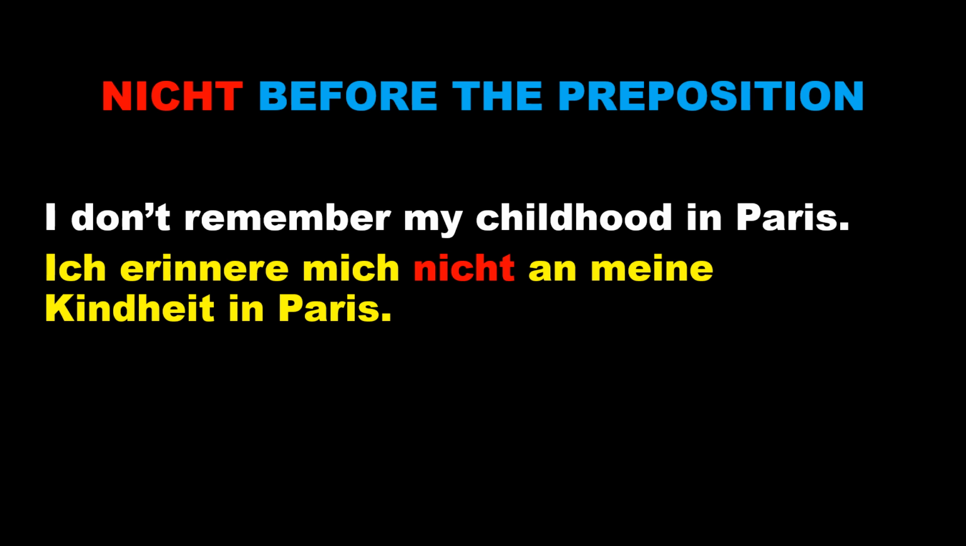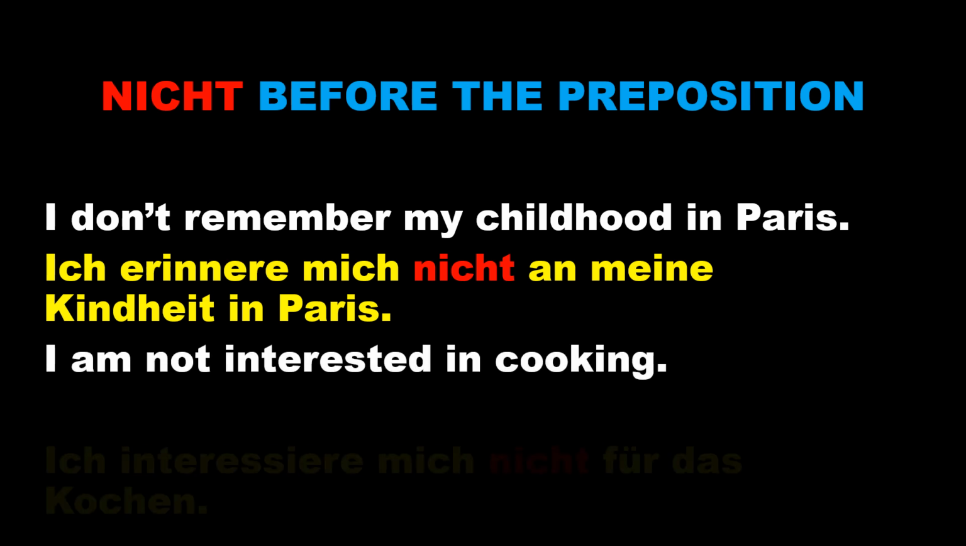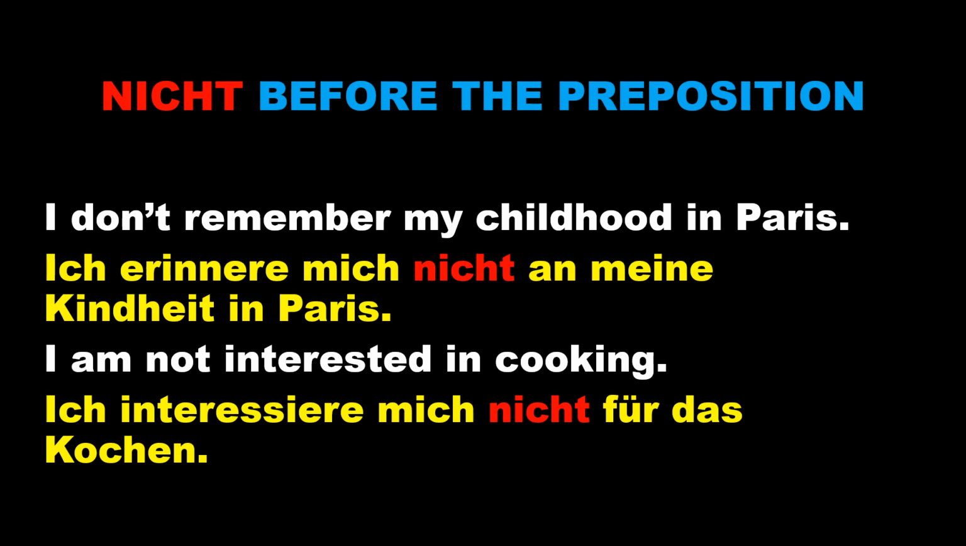I hope it's clear to you. Let's take one more example. I'm not interested in cooking. Ich interessiere mich nicht für das Kochen. Here, kochen is not a verb but a noun, and the preposition here is für. And nicht is positioned before the preposition. That is how we will use the word nicht in a sentence with a preposition. I hope the meaning is clear to you. Let's go ahead.